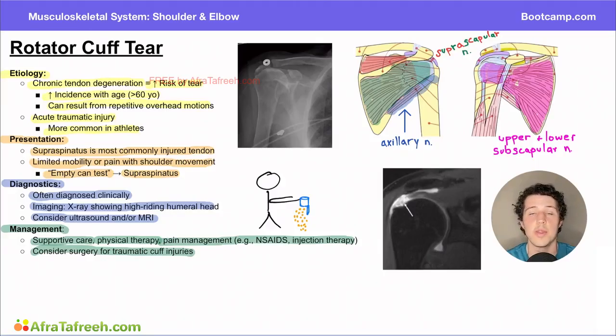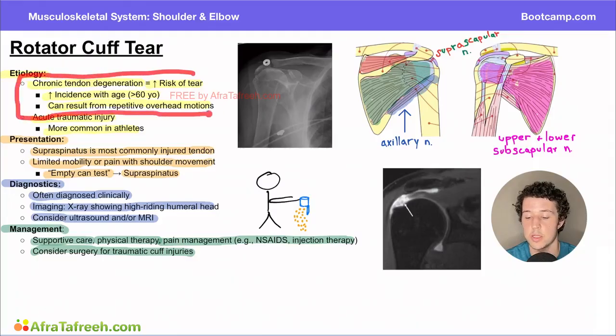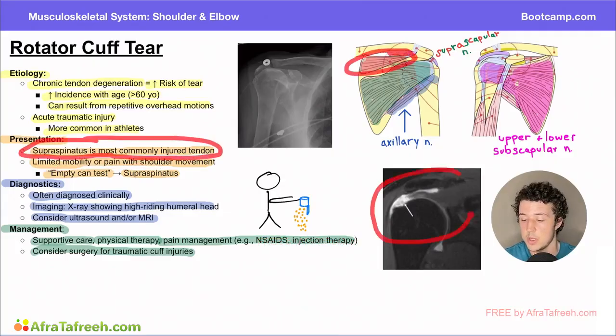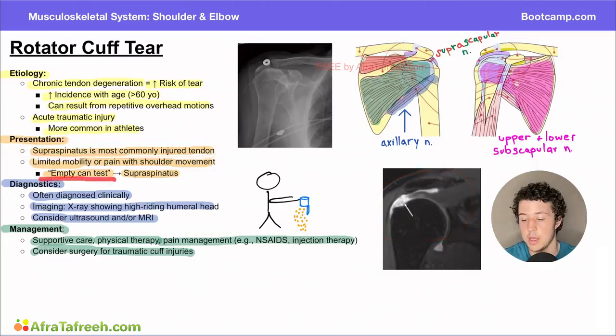Alright, let's do a quick recap and then we'll do a practice question together. Most commonly, rotator cuff injuries happen in older patients where there's chronic tendon degeneration, but they can also happen from acute traumatic injury, which we'll commonly see in athletes. Patients will present with pain and limited mobility, and don't forget that the supraspinatus is the most commonly injured tendon, and we can test for that tendon specifically with the empty can test and dump those nasty Heinz beans all over the floor. The patient's clinical history is often enough to warrant a diagnosis, but it may be confirmed with X-ray, ultrasound, or MRI. And while surgery must be considered, non-operative treatment includes rest, physical therapy, and pain management.